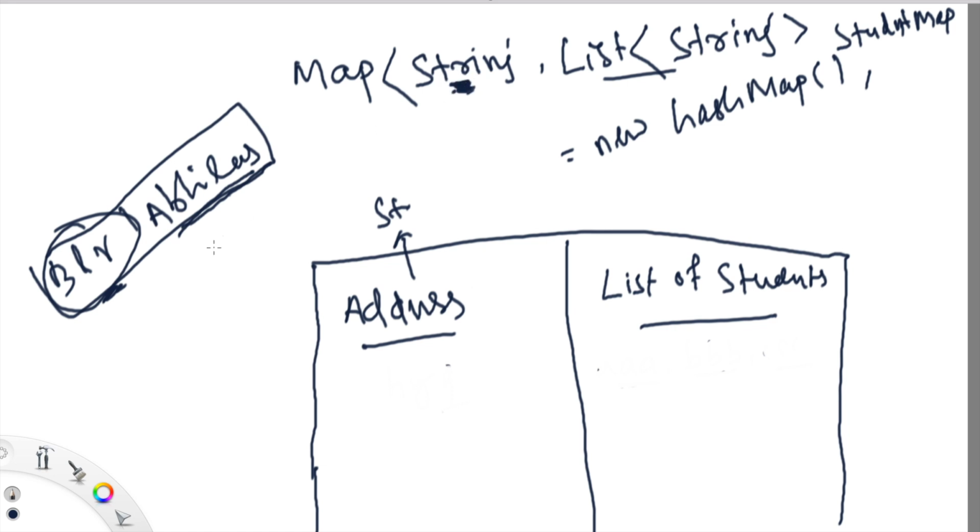So the intention is, before I insert this record, I check whether BLR is present or not. If it is not present, then add BLR and add the list of students. Right now my student is Abhilash here. Add Abhilash to this list. There you go, you are done.